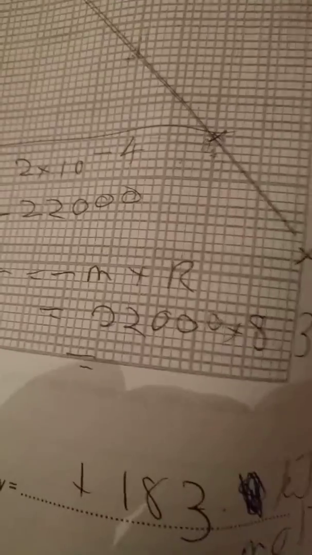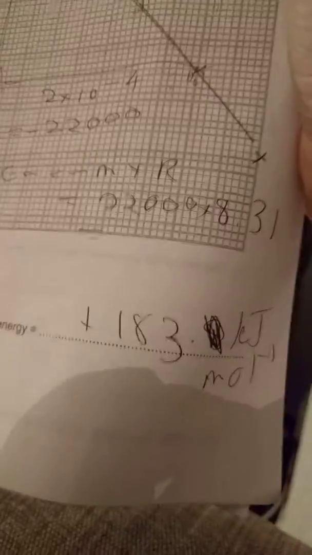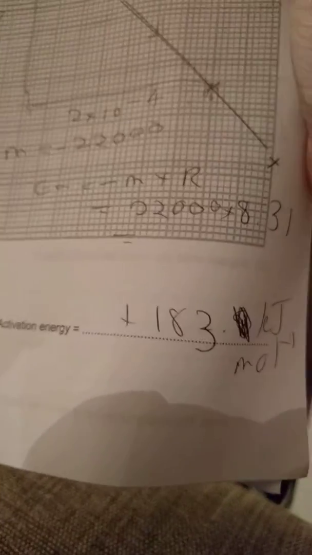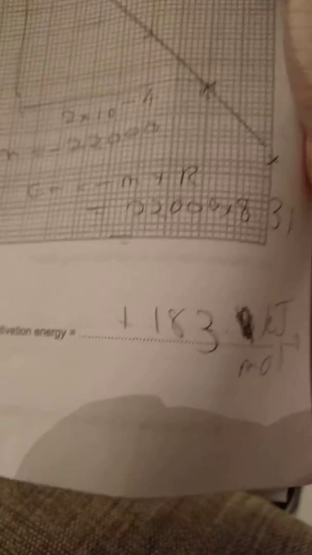Obviously, this gradient is going to be in joules, and I need to convert it into kilojoules. So I need to divide that answer by 1,000, and I end up with, in my case, plus 183. The actual answer is plus 181, so I'm quite close here.